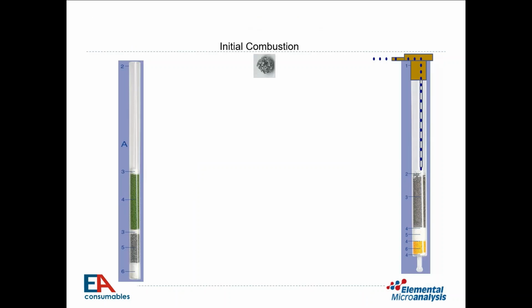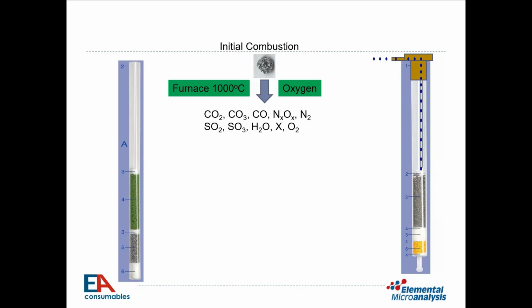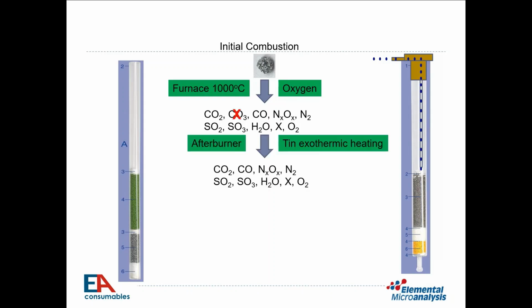So we have the initial combustion. The sample drops in, adds oxygen at 1,000 degrees, and this produces a soup of combustion products: several forms of carbon, several forms of nitrogen, a couple forms of sulfur, water, halogens, and your excess oxygen from the combustion. Next, either this exothermic reaction heating with the tin, and/or in some analyzers a second furnace afterburner, will convert the carbonate, the CO3, over to CO2 from the soup.